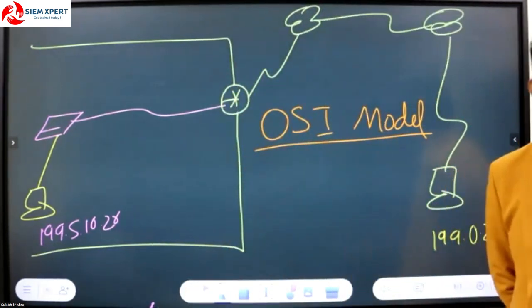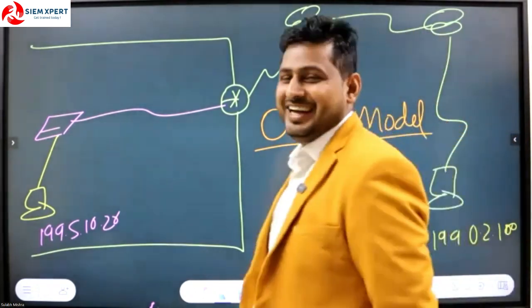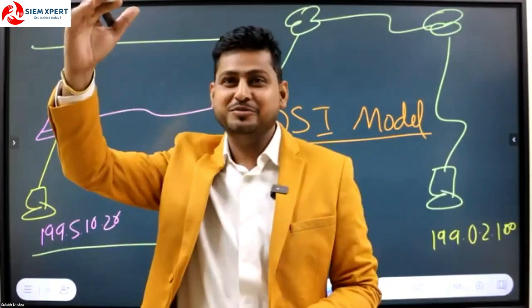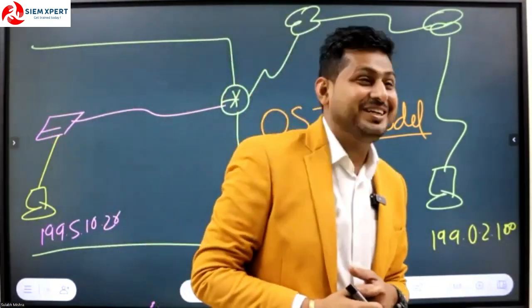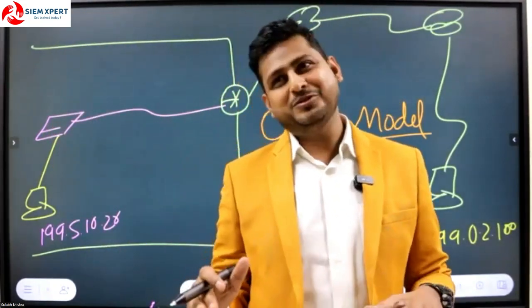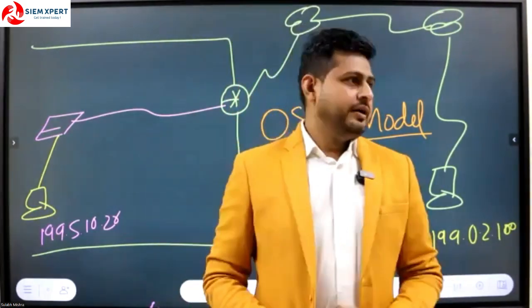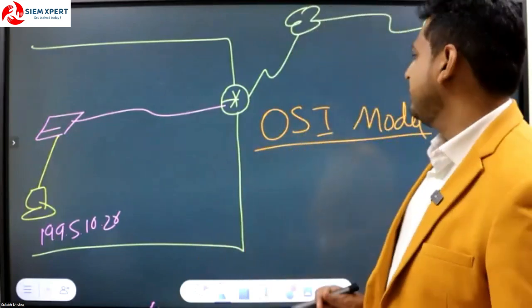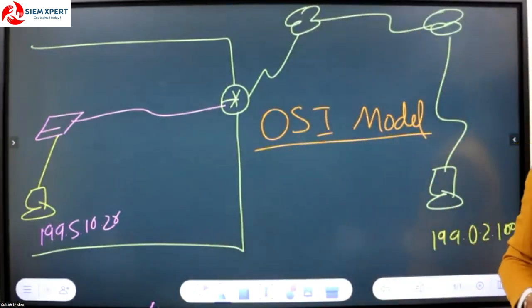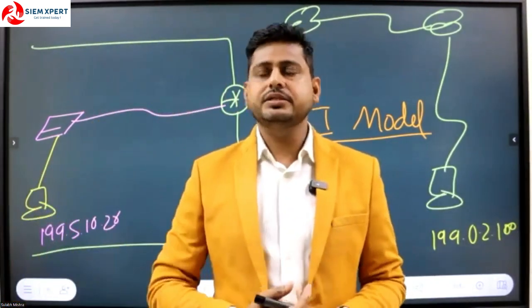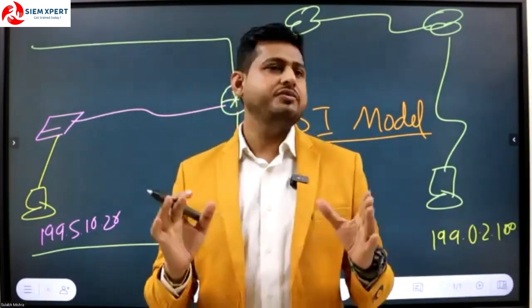It's not a physical model. It's on the papers. It's a reference model on paper, right? It defines how the communication happens from source to destination in the form of layers, 7 layers. The OSI model has been defined in the form of 7 layers.